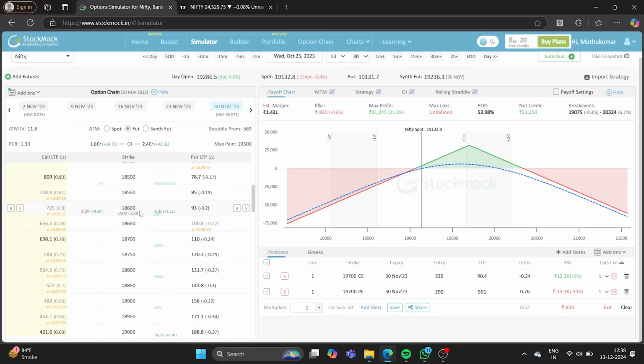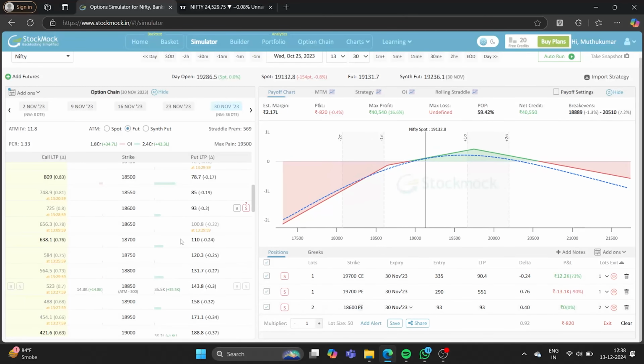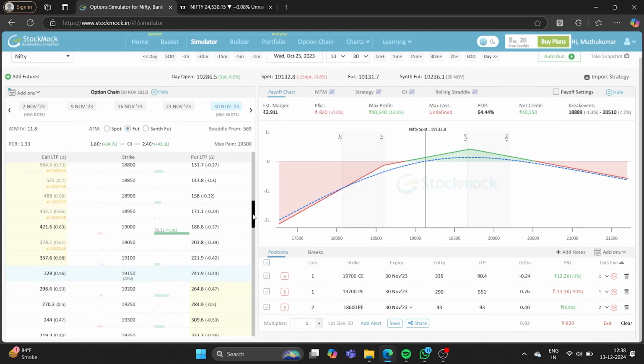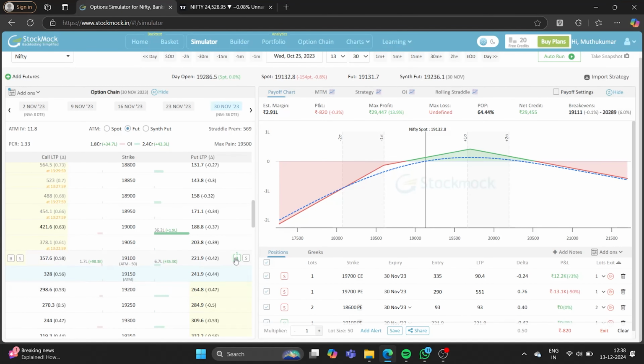The 18,600 put option I am selling at 93. I sold 2 lots. Now you have to buy almost the same amount of premium we received. That is 93 into 2, which comes to 186. So around that we have to buy the option which is near ATM. So I will go and buy this 221.9 put option.